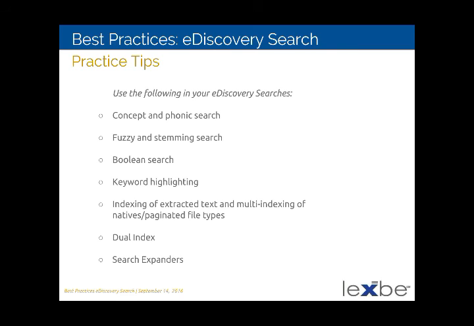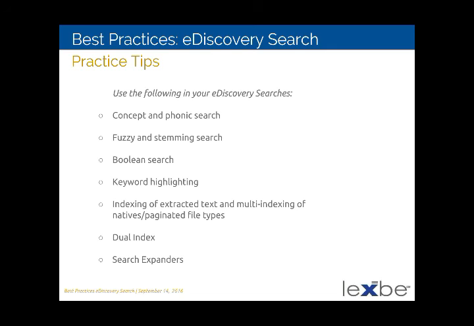Again, this is just another overview of what you need to use in your eDiscovery searching to get the best results. The concept and phonics search that we talked about, in addition to the fuzzy and stemming search, your Boolean search operators. You can highlight the keywords that come through that have the most results and that seem like they're the best results for you. You're going to want to make sure that you're indexing extracted text and the native paginated file types that we talked about at the beginning of the webinar. Make sure that your platform has what you need to have the most effective review, and make sure you understand where your search results are coming from.